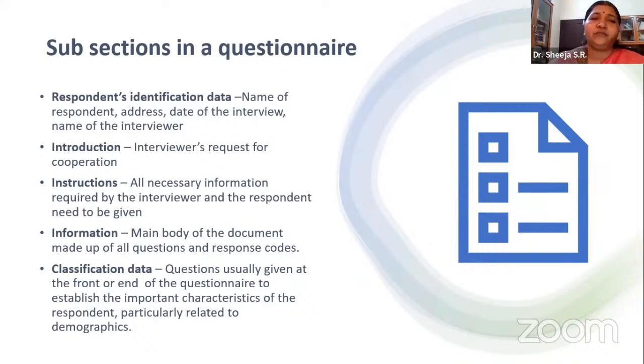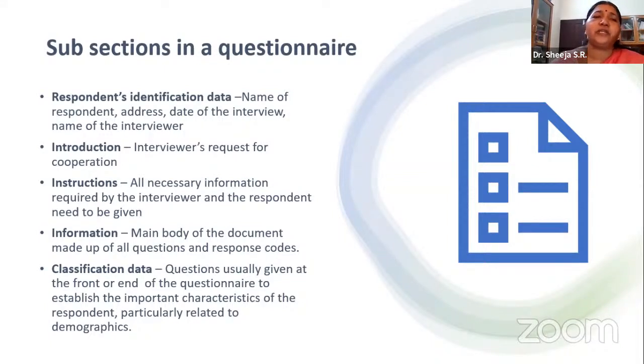Then we have the main body. The main body is the main body of the document, made up of all questions and response codes, important questions. Then responses. In the case of certain questions, we will give different options to the respondents, and some questions may be open-ended. So the main body of the document is the set of all questions.